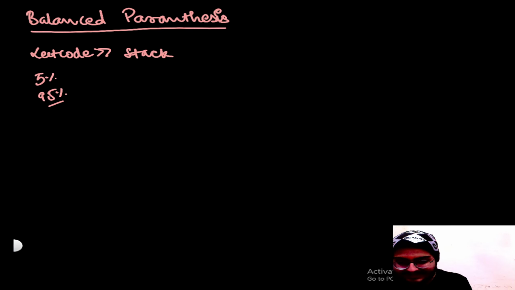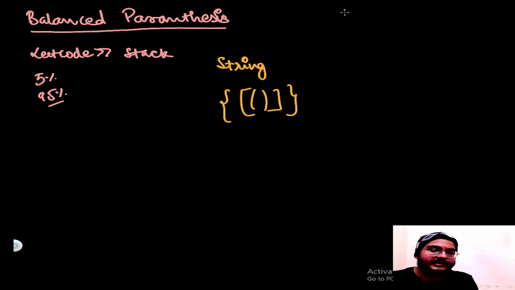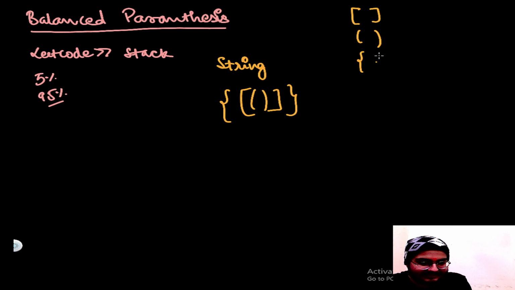Now the question states that we are given a string. The string is like this. It contains only these three kinds of brackets, which is this one, this one, and this one. Only these kinds of brackets are available in the given string, and we have to check whether the string is a balanced one or not, whether it is containing a balanced parenthesis.